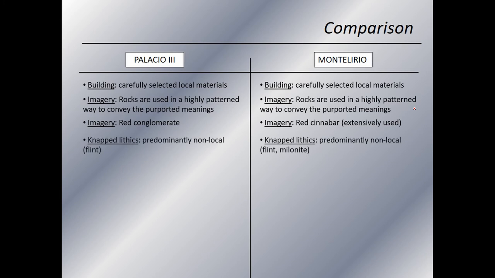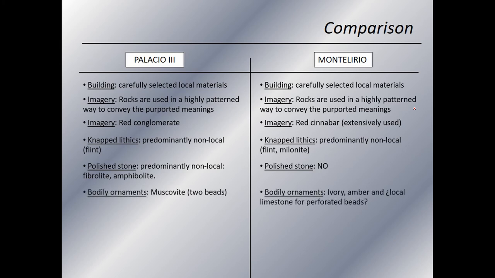In the group of knapped lithics, moving on into the finds, there's a predominantly non-local flint in both tombs, although in Montelirio there's a very special kind of rock that was used for these long-barbed arrowheads, which is melonite, which has never been described in Iberian prehistory before. In the group of polished stone, in Palacio III, there are predominantly non-local rocks, fibrolite and amphibolite, standing out. In Montelirio, there is no polished stone, which I think is interesting from the point of view of the people who used this tomb. Bodily ornaments: in Palacio III, we only have two perforated beads. In Montelirio, of course, there are tens of thousands of perforated beads, plus ivory, amber, and gold.